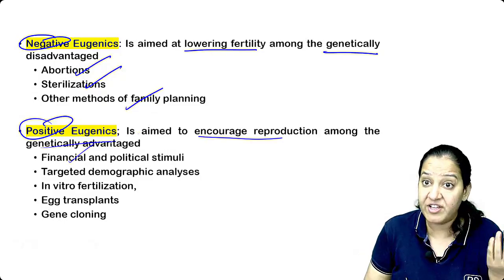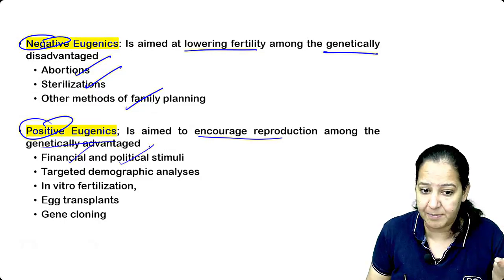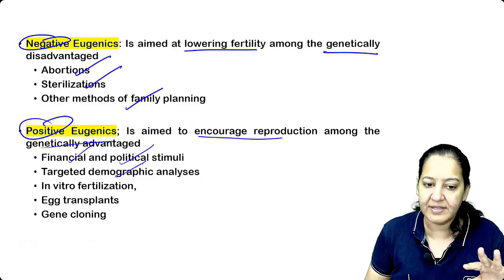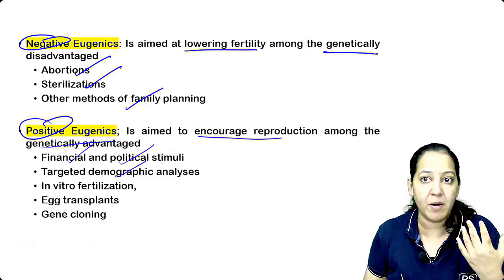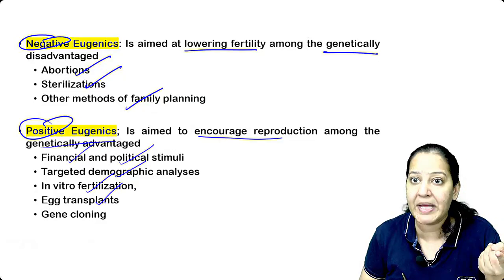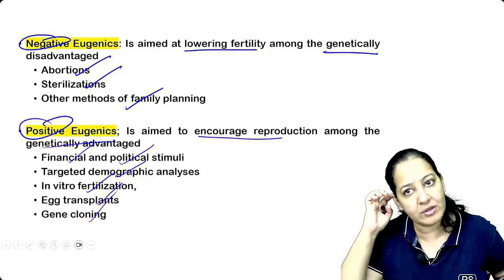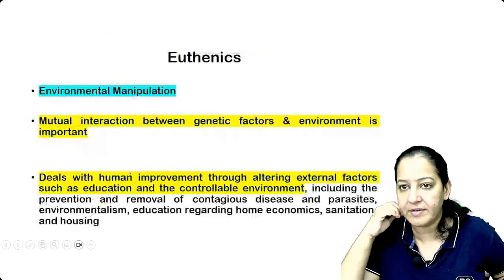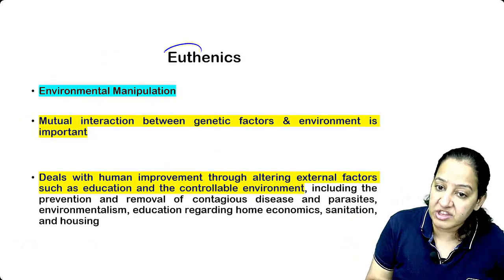Positive eugenics encourages reproduction in the people who are genetically very improved, right? So give them financial help, give them political help. Target such a population, take the ova and sperm of such a population and do in vitro fertilization, do egg transfer, you can do surrogacy or gene cloning. All these possibilities are there. How many of you got it? This is eugenics.